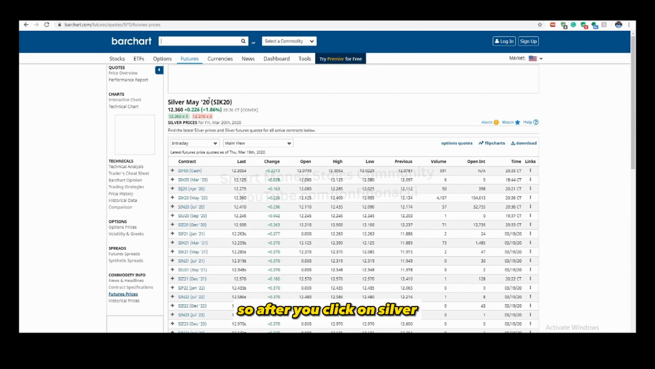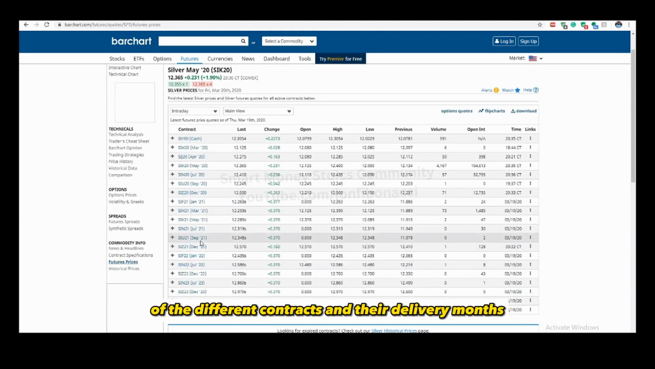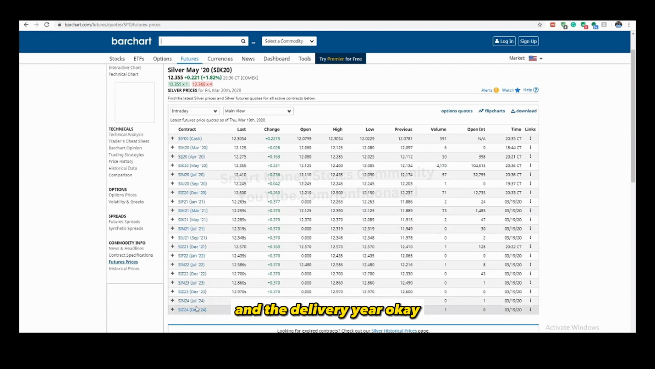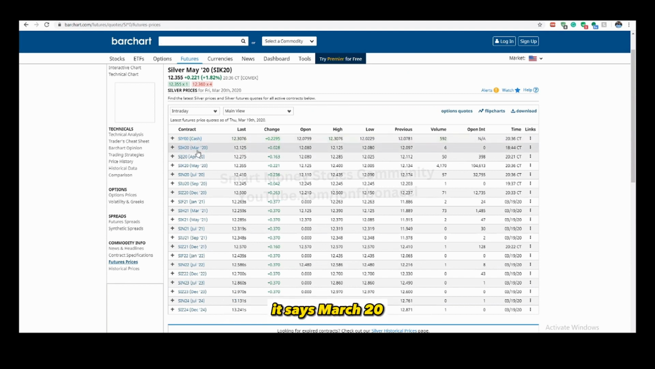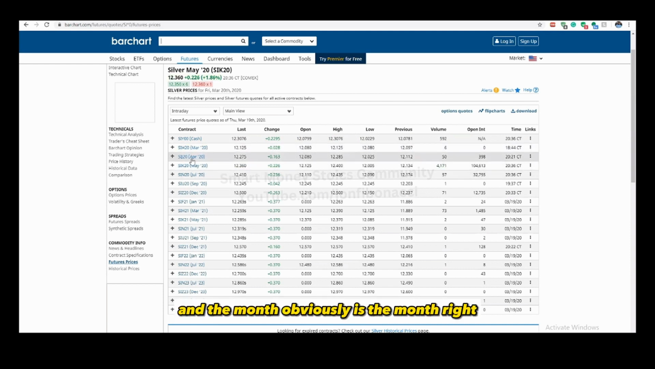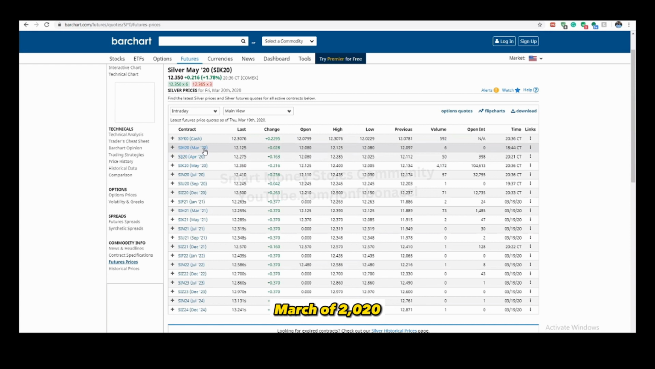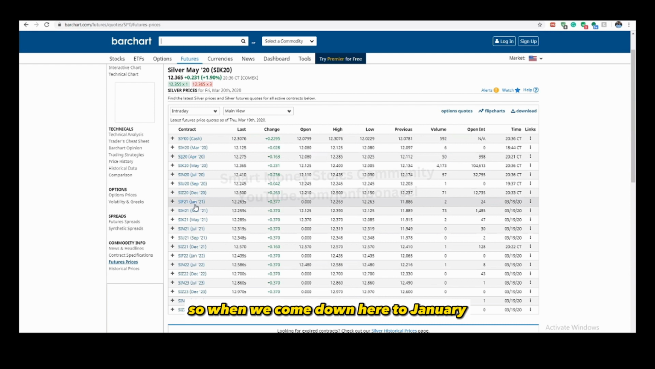So after you click on silver, okay, what you're going to see is this giant list of the different contracts and their delivery months and the delivery year. Okay, that's why all these have different prices. So you have the cash market, and then you have right here, it says March 20. Okay, the 20 is the year, and the month obviously is the month, right? March of 2020, April of 2020, right? So when we come down here to January, this is January of 2021, so almost a year out, right? And then it goes further from there.